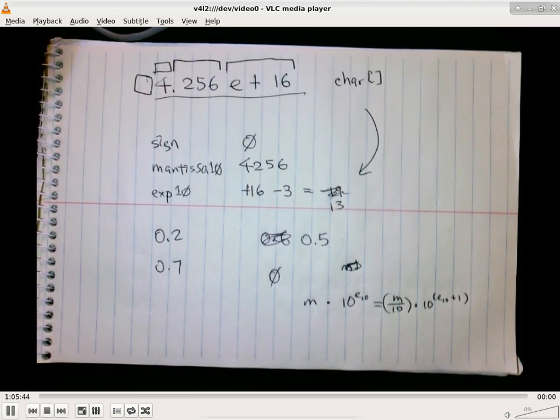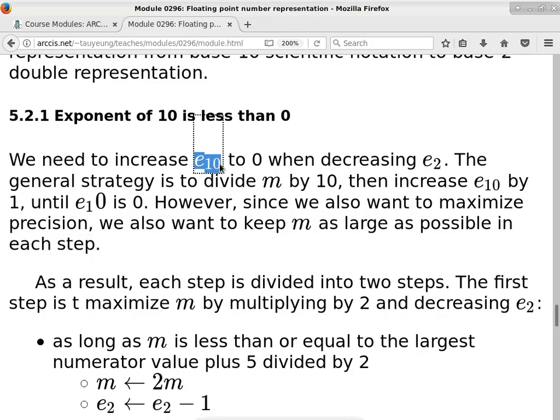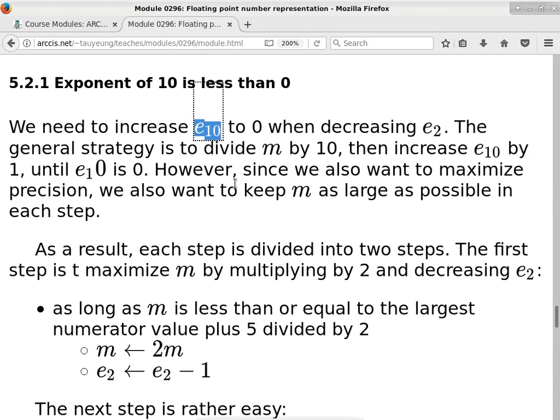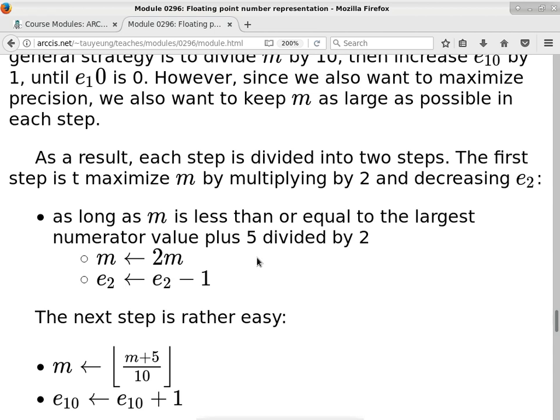But remember, we want to maximize precision. That is the part that kind of makes it a little bit awkward, because what we'll do is we separate it into 2 steps, okay?